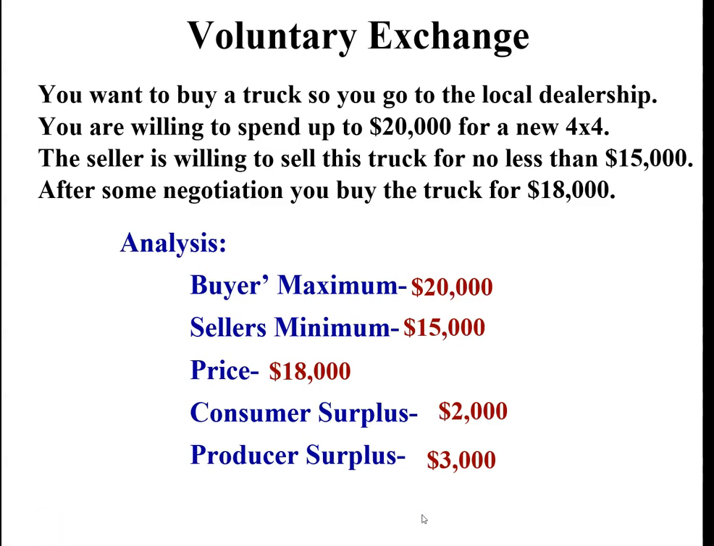So the buyer's maximum is $20,000. The seller's minimum is $15,000, and the price the truck was sold for is $18,000. Consumer surplus is $2,000, the difference between what the consumer was willing to pay and what they actually had to pay. So the $20,000 minus the $18,000. Producer surplus is $3,000. What the truck actually sold for, $18,000, minus the $15,000 is referred to as producer surplus.